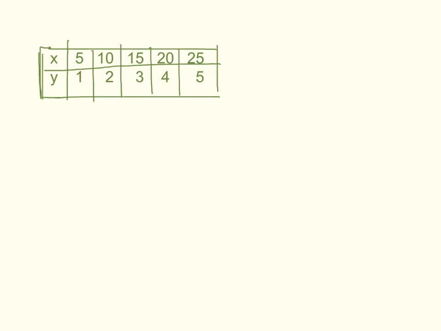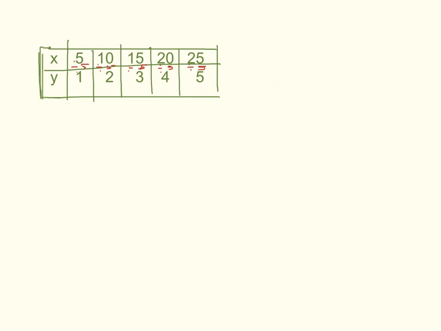So for these problems, from 5 to get to 1, if I'm using subtraction, I would be subtracting by 4. 5 minus 1 would be 4. Well, that's clearly not going to work for the rest of my table. So I'm going to try division. What would you have to divide 5 by to get to 1? Well, you'd have to divide by 5. Let's see if that works for the rest of the problem. I see that 10 divided by 5 gets me 2, 15 divided by 5 gets me 3, 20 divided by 5 gets me 4, and 25 divided by 5 gets me 5. So it looks like it works for all of the parts of the table.